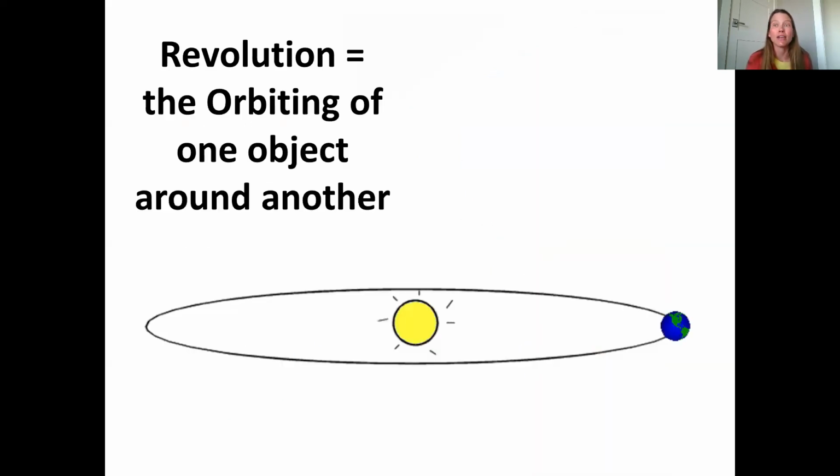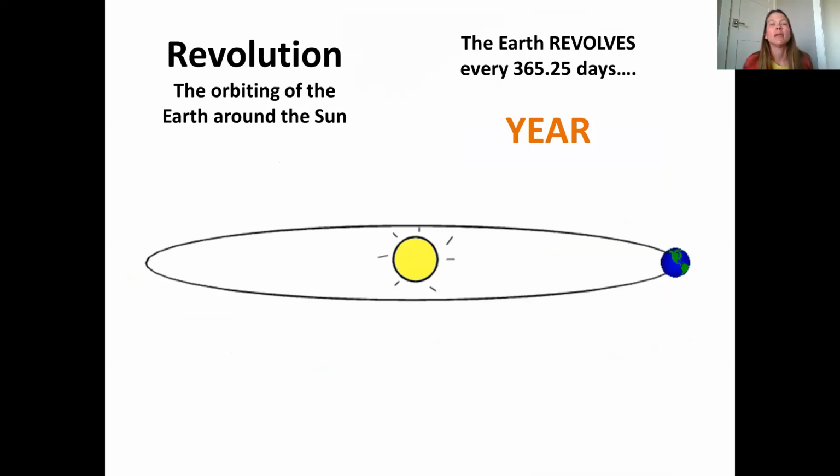Rotation is entirely different than revolution. Okay? Revolution is the orbiting of one object around another. So if we look at this image, you can see that Earth, being one object, is revolving around another object, and that object is the sun. Okay? The Earth revolves around the sun every 365.25 days. This is the equivalent of a year.